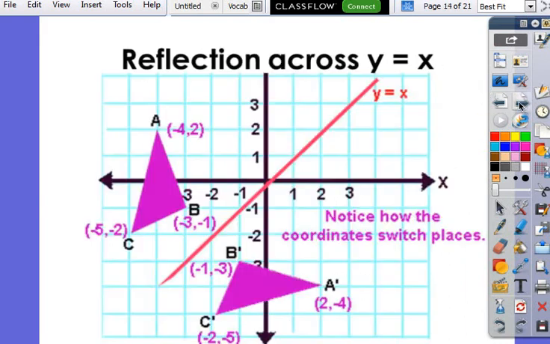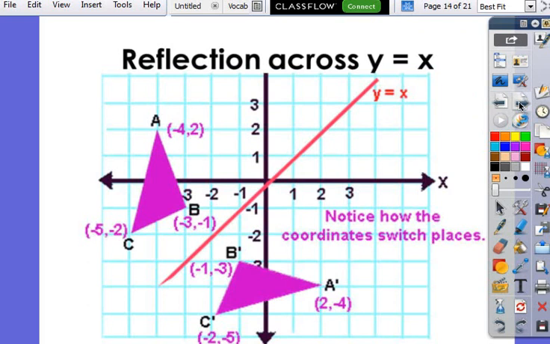All right, so look at what happens here. If I'm looking at, here's my y equals x line. Where's my original? Over here on the left. I'm just going to take those. That -4, 2 is going to change and become 2, -4. This B, -3, -1 is going to become -1, -3, and then -5, -2 is -2, -5.